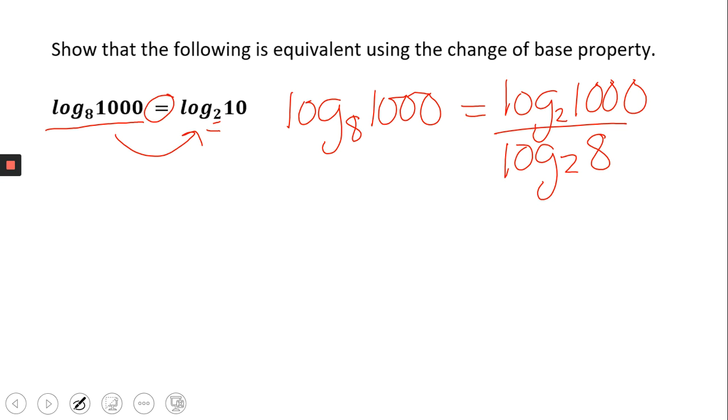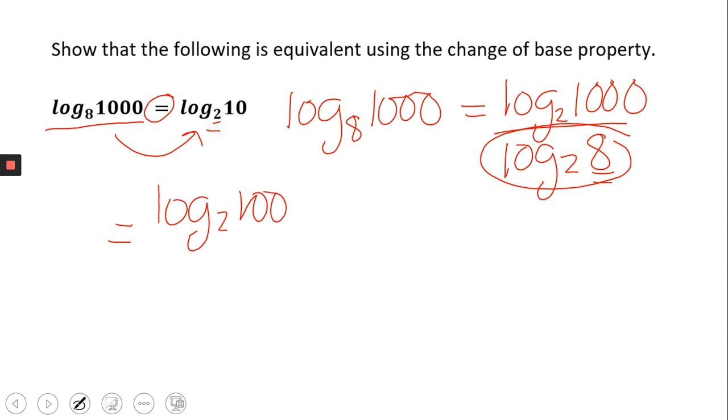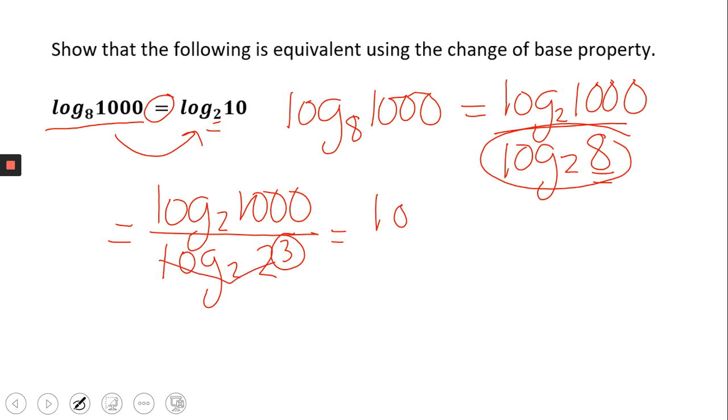Well, why is that helpful? If you notice, your bottom here can simplify because 8 can be written as a power of that 2 base, right? So what can it be written as? Well, your numerator is not changing right now, but this goes to log base 2 of 2 to the 3rd. So what does this denominator simplify to? Kind of simplifies to log base 2 of 1,000 over 3.